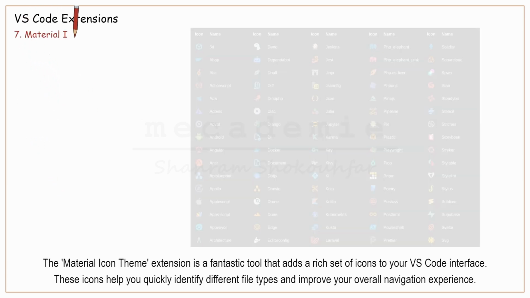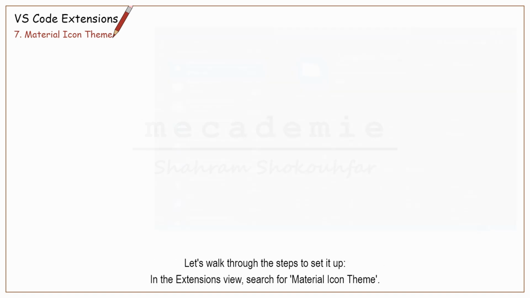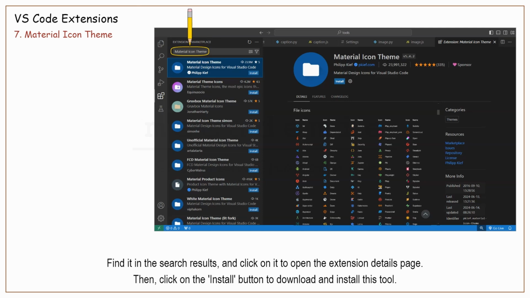The Material Icon theme extension is a fantastic tool that adds a rich set of icons to your VS Code interface. These icons help you quickly identify different file types and improve your overall navigation experience. Let's walk through the steps to set it up. In the Extensions view, search for Material Icon Theme. Find it in the search results and click on it to open the Extension Details page. Then click on the Install button to download and install this tool.